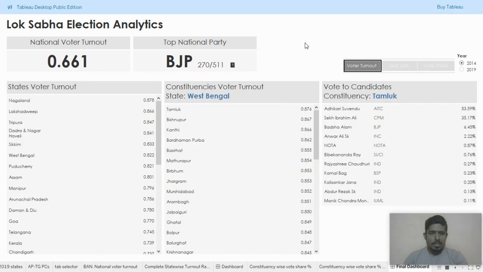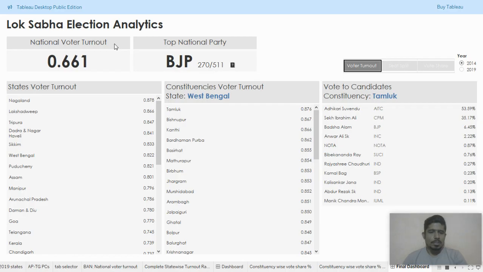This is the Lok Sabha election analytics dashboard I made in Tableau Public. The dashboard contains two KPIs, national voter turnout and top national party. And the analytics are presented in three tabs: voter turnout, seats split, and vote share. There is a year filter to see the analytics for 2014 and 2019 Lok Sabha election.